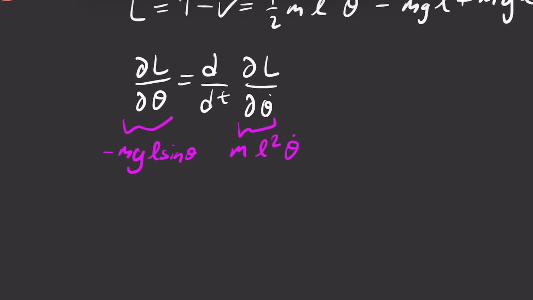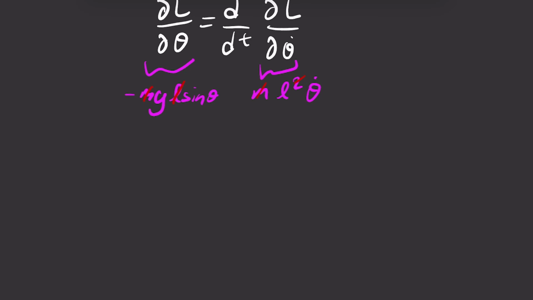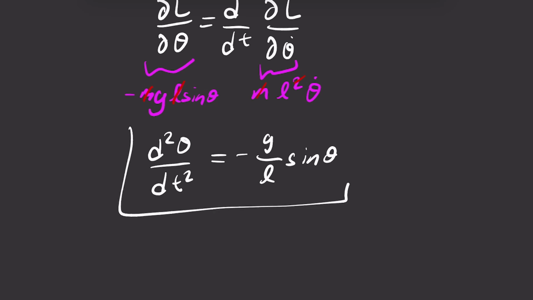And we can cancel the m's, we can cancel an L here, so get rid of that square. And if we take the derivative with respect to time again on this side, and then divide by L, we will end up with d squared theta dt squared equal to negative g over L sine theta. And this is the equation of motion for the simple pendulum.